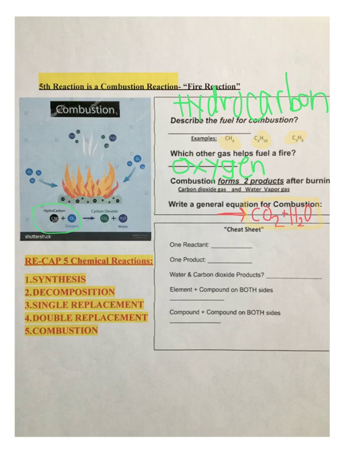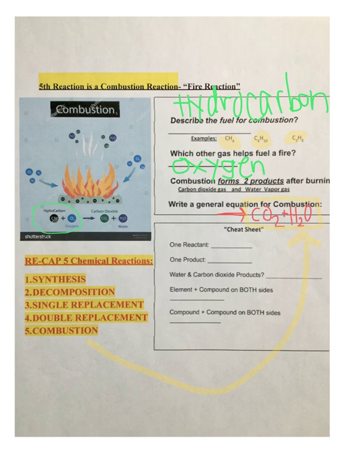Single replacement, that's going to be when you have an element and a compound on both sides of the arrow. Double replacement is when you have a compound plus a compound on both sides of the arrow. And combustion. For combustion, you're always looking for the product to be CO2 and H2O. And that's the very last one we talked about. Okay? The product will always be CO2 and H2O for combustion.